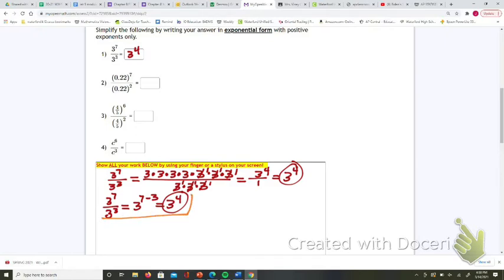So we have 0.22 to the 7th over 0.22 to the 2nd. So that's going to equal 0.22 to the 7 minus 2, which is 0.22 to the 5th. So then we're going to come over here and we're going to type 0.22 to the 5th. Not 4th. I said 5 and I wrote 4.